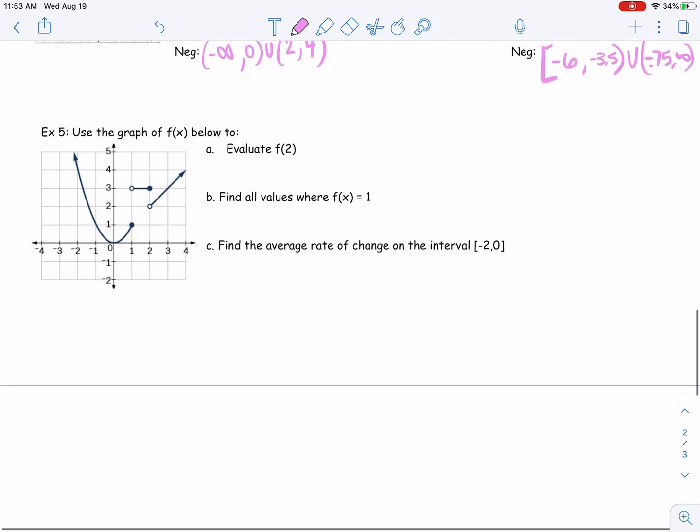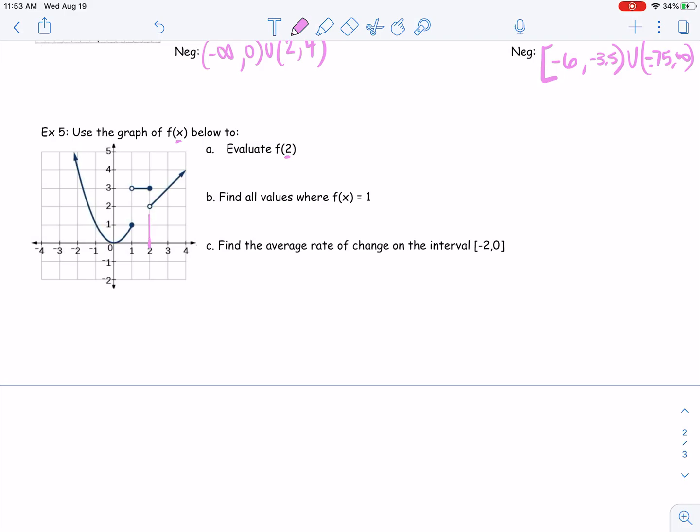Okay. The last question is just kind of incorporating a couple different things. It says use the graph of f of x, so that's the notation for a function. Hopefully you saw that in algebra 1. Use the graph of f of x below, and the first part says we want to evaluate f of 2. So we read that as f of 2, and that means when my x value is 2, what is the function value? Well, 2 is right here.